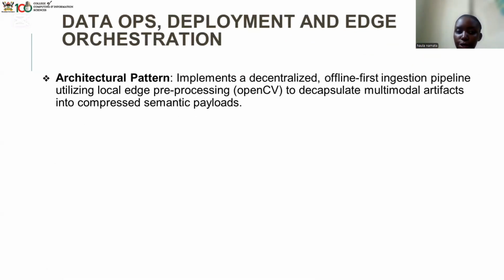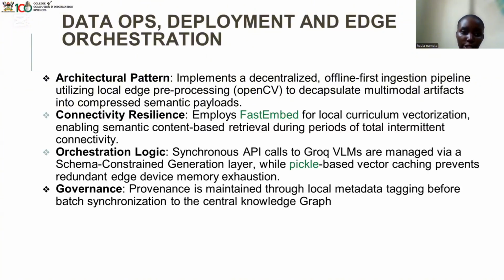And then moving on to the data ops, the deployment, and the edge orchestration. Here we present the distributed deployment of the architecture and the data ops orchestration strategy supporting the semantic warehousing in constrained environments. First of all, we looked at an offline-first deployment.